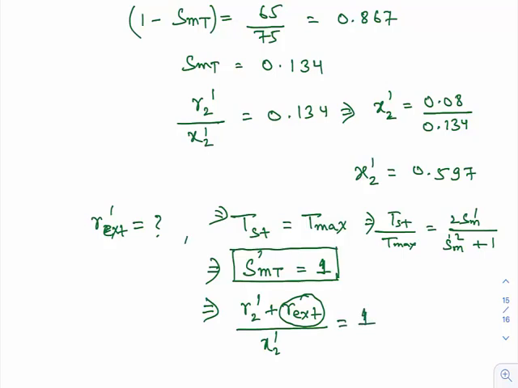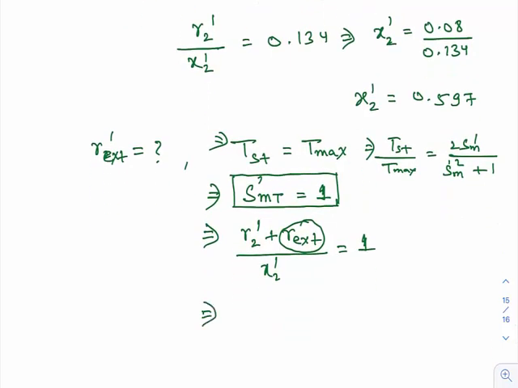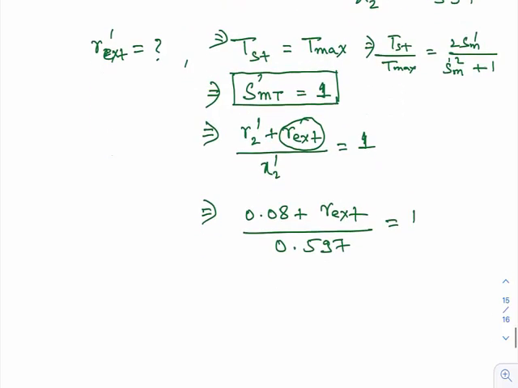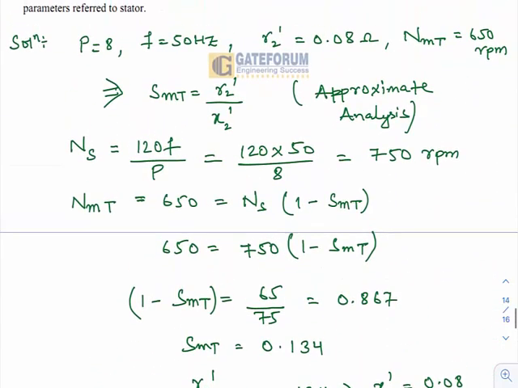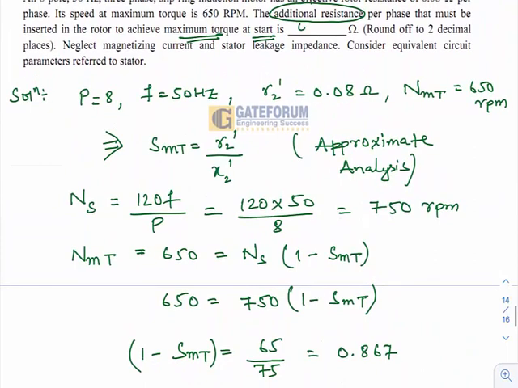So X2 dash we have already got, right? R2 dash we know is 0.08. R external we have to find. X2 dash we have found as 0.597, that is equal to 1. So the value of R external that we are getting is 0.518 ohm per phase, and if I approximate it to 2 decimal places, it would be 0.52 ohm per phase. So what is the value of external resistance that you are getting, guys? 0.52 ohm per phase, rounded off to 2 decimal places.